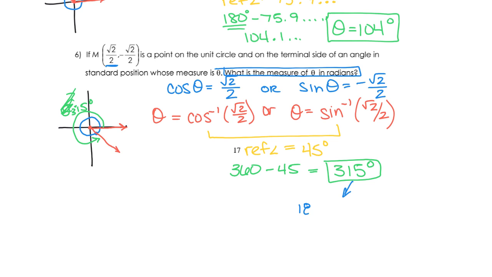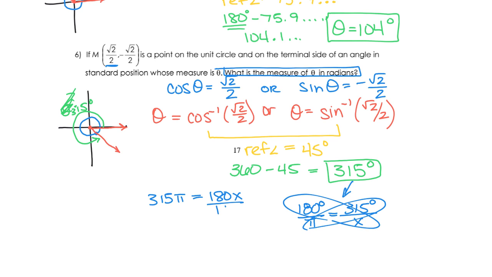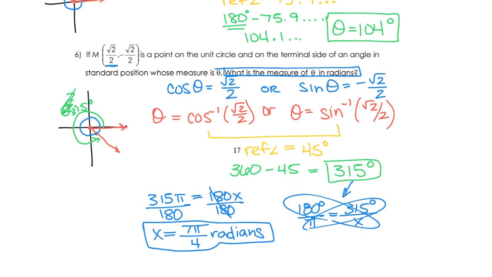So we're going to have 180 degrees over pi radians is equal to 315 degrees over x radians. When we cross multiply, we'll get 315 pi equal to 180x. We're solving for x, so we're going to divide by 180. And that is a fine answer, except they are going to want it simplified. And so 315 divided by 180, using math bracket to simplify that fraction, ends up being 7 pi over 4 radians. And that is our answer of our angle in radians.